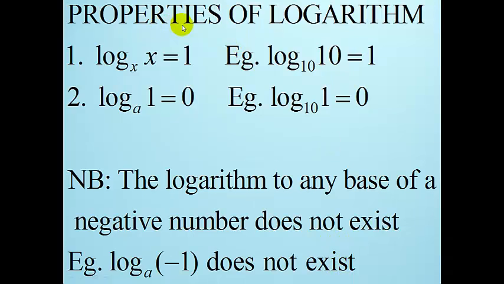Now let's look at the properties of logarithm. Log x to the base x equals 1. That is, log of a number to the same base equals 1. So if you have log 10 to the base 10, because the number 10 is equal to the base, the answer is 1. Then log 1 to any base equals 0. That is, log 1 to base 10 is equal to 0.